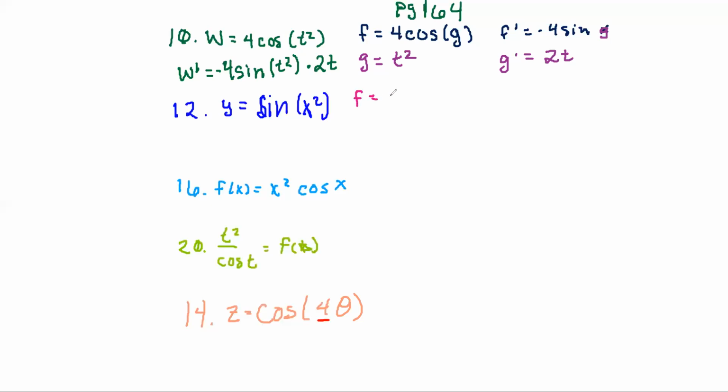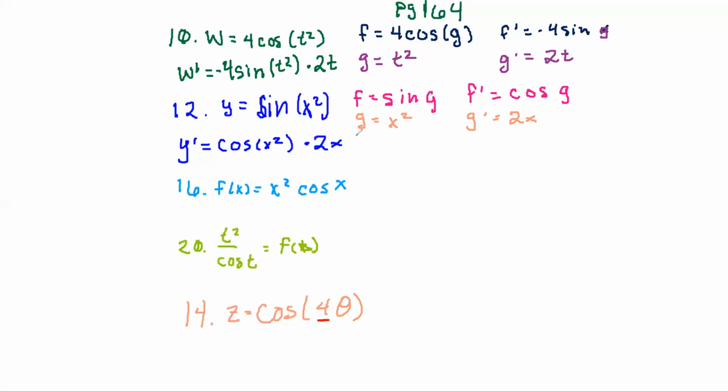What is f? F is going to be sine g. F prime is equal to cos g. Is this negative cos g or is this cos g? Yes, positive. Exactly on top of things. All right, g is equal to x squared. G prime is equal to 2x. We're going to put it all together, and we're going to say that y prime is equal to cos x squared times 2x. Okay.